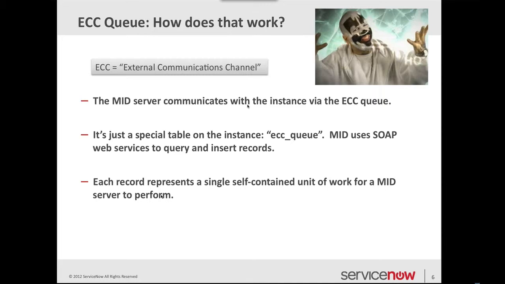So you can think of the ECC queue as sort of a Grand Central Station, if you will, of moving things along, right? Where it collects everything, and everything comes in, everything goes out, essentially. And the MIS server uses SOAP web services to query and insert records. That should be fairly straightforward. Each record in the ECC queue represents a single self-contained unit of work that the MIS server needs to perform. So as I said, there's a concept of the MIS server output record that represents a unit of work that a MIS server can pick up and do something.